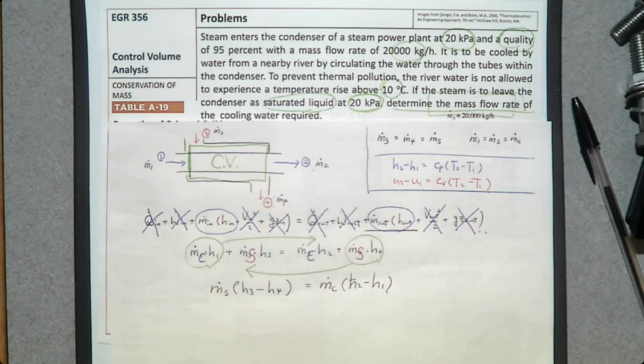Then what is T2 minus T1? The temperature change of the cooling water. What is the temperature change of the cooling water? 10 degrees Celsius. So this is going to be 10 degrees Celsius times the specific heat. What is the specific heat of water? We can find it from a table. So from this equation, now we only have one unknown, which is the mass flow rate of the cooling water. Can you determine this one? Yes, that's our plan.